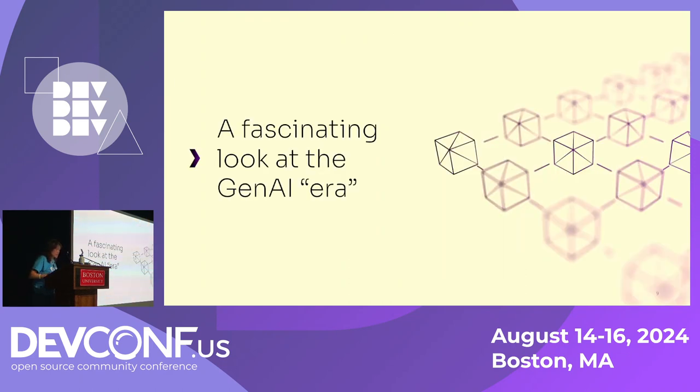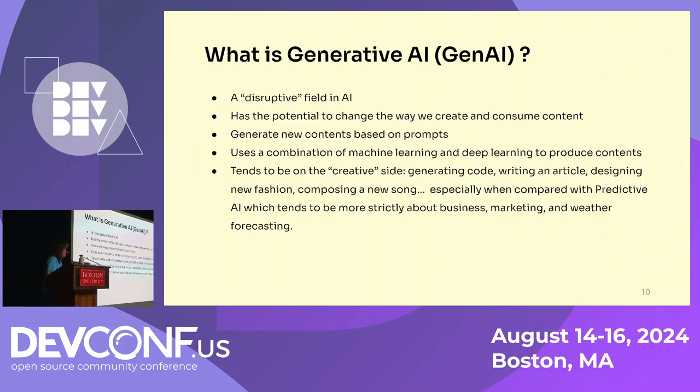Okay, so let's take a fascinating look at this generative AI era. I'll jump ahead. GenAI came out only less than 2 years ago, in November of 2022, because of ChatGPT. Everybody saw it as a disruptive field in artificial intelligence. It has the potential to change the way we create and consume content. Now, you might say, well, we already had some AI before GenAI. Yes, and that was more predictive AI.